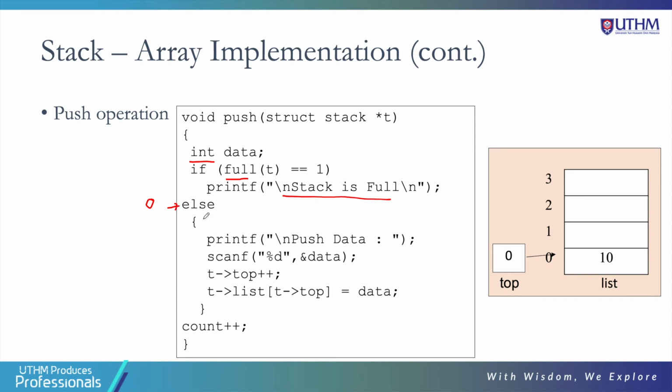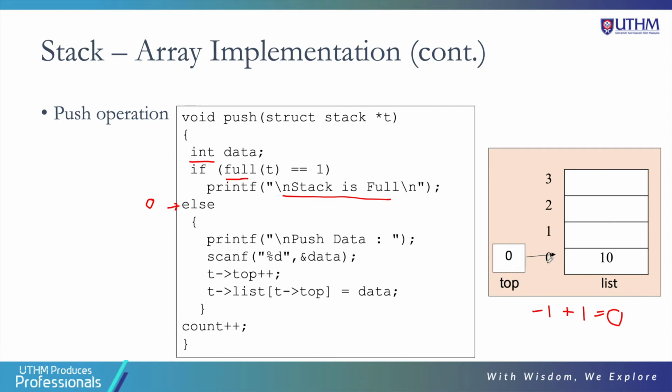So it will run whatever is inside this bracket. It will ask the user to insert data. After that, t top plus plus, meaning that top here will be +1. Previously top is -1, so when +1 equals 0, the top will be pointing to 0.